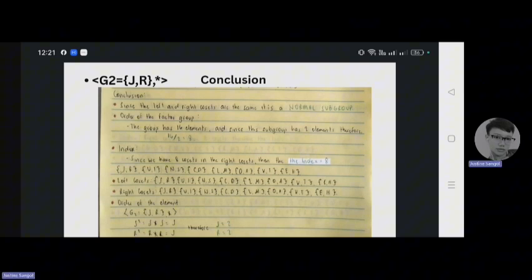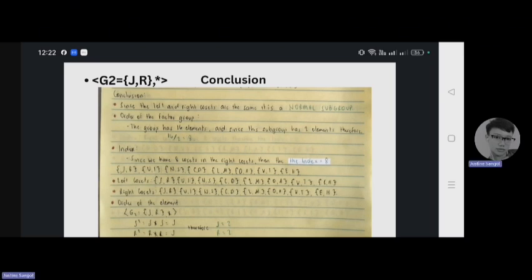And next, let's check the order of the factor group. So the group has 16 elements, and since this subgroup has 2 elements, therefore 16 divided by 2 is equal to 8. So the order of the factor group is 8. And the index is, since we have 8 cosets in the right cosets, then the index is 8 also.